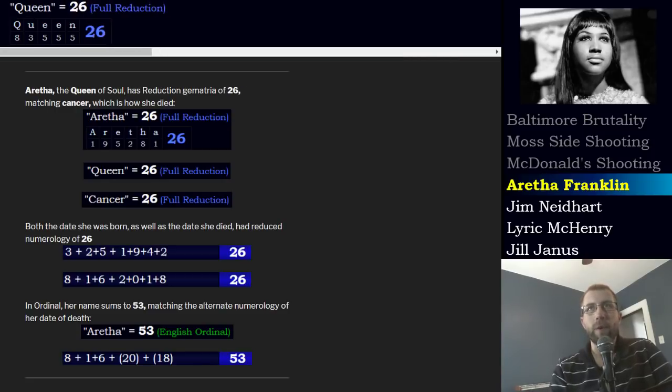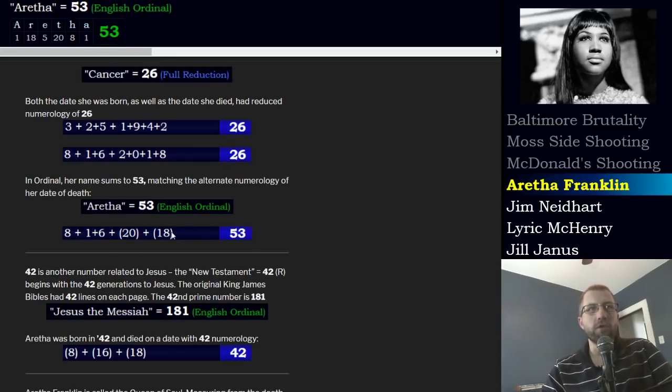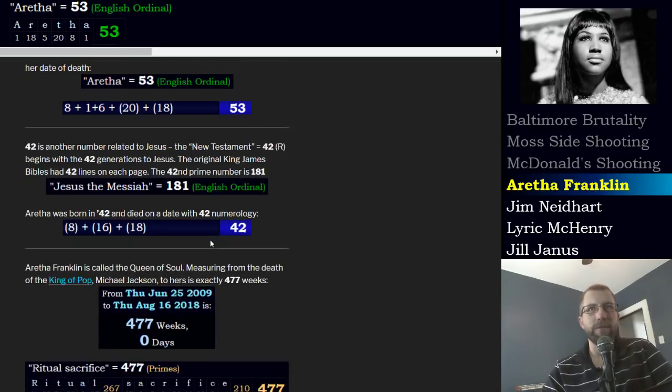She was called the Queen of Soul. Queen sums to 26. And it's being said that she died from cancer. Cancer sums to 26. Born on and dead on a date with 26 numerology. The date she died also has alternate numerology of 53. Aretha, 53 ordinal.